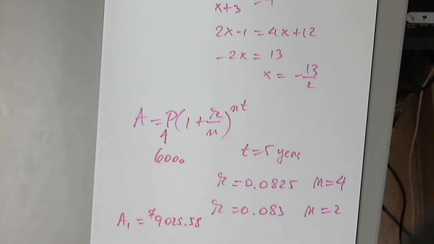Yes, please. Why is it divided by 4 again? It says compounded quarterly. And the second one, it was compounded semi-annually.